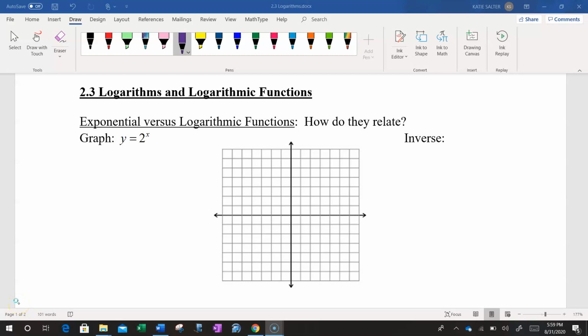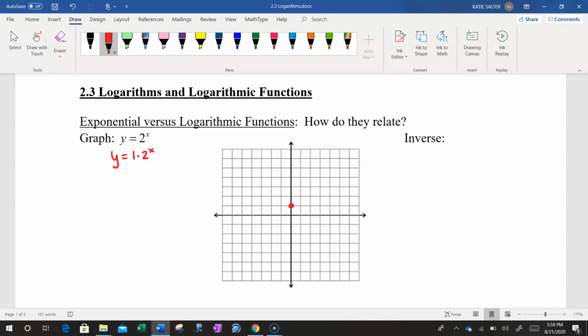Exponential functions versus logarithmic functions. How do they relate? We're going to start out with a very basic exponential function like we did a few lessons ago. y equals 2 to the x. When we graph this basic exponential function, it has a y-intercept at (0, 1), and then the multiplier is 2. If you go back to the basic formula, it's because this is really saying y equals 1 times 2 to the x.